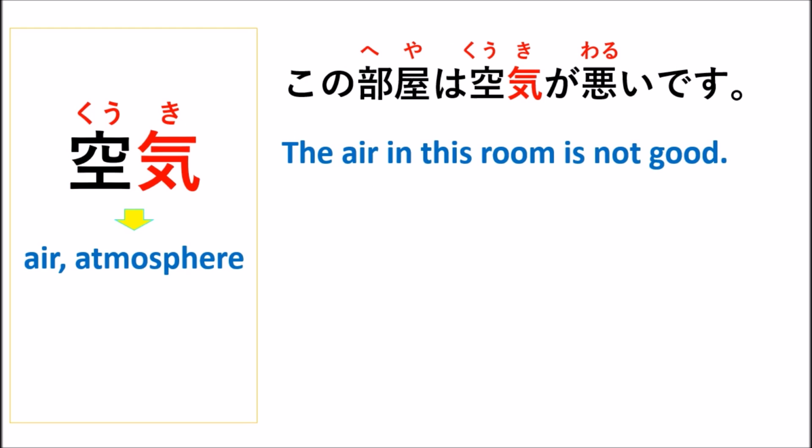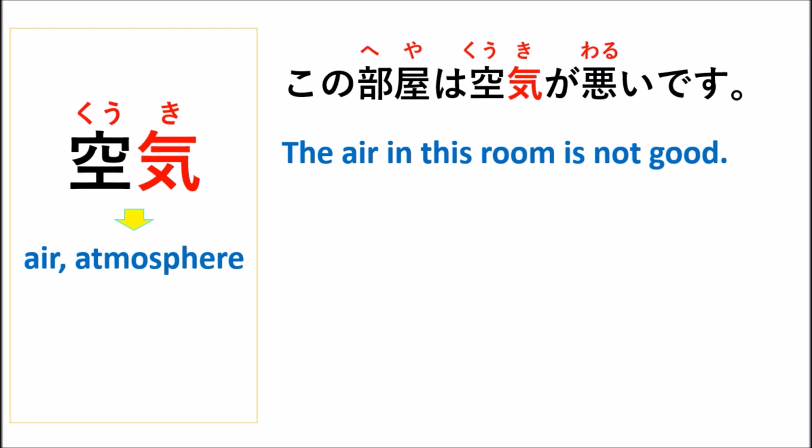Kuki. Kuki means air or atmosphere. The first kanji is ku. This kanji is from the kanji for solar or sky, they use the same kanji. And it means the sky or something in space with the air. And ki means the mood, or ki has two meanings, right? One meaning is the mood or the feeling, but another meaning is the weather, or the climate. So we have two meanings.